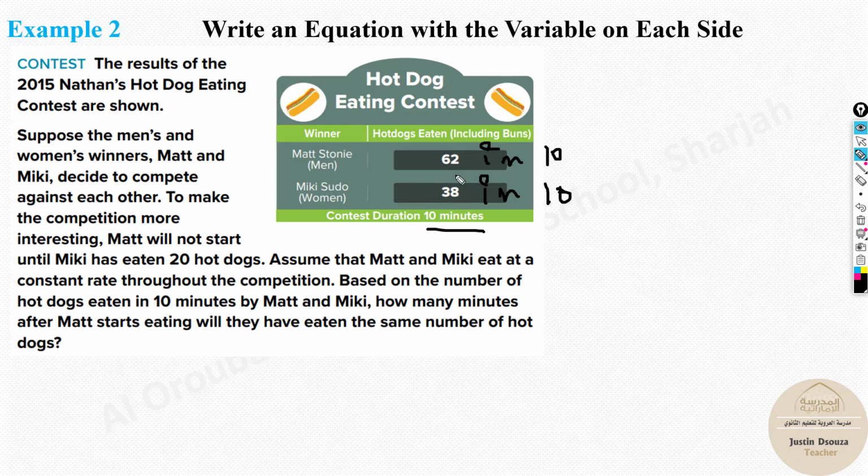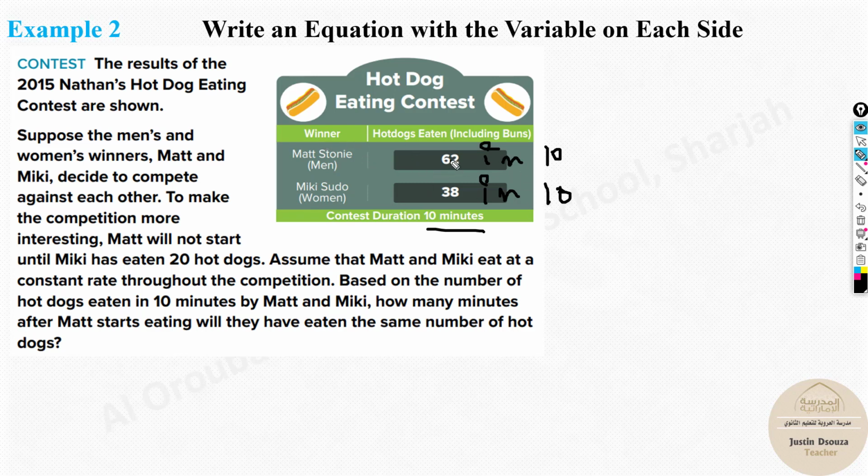Now, when the competition starts among these two winners, the girl will be allowed to eat 20. Mickey will be allowed to eat 20 hot dogs, and then Matt will start eating. So this is the thing. And they have asked us at which minute after both start will they be equal, or when will Matt be equal to Mickey. So which minute, right?